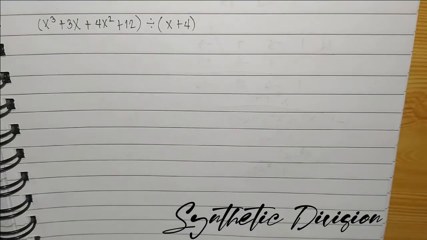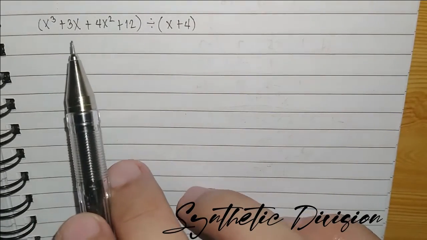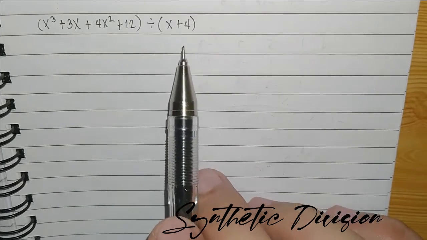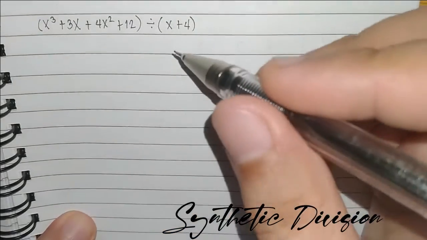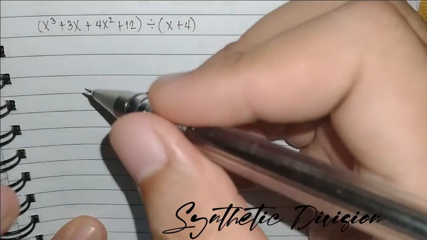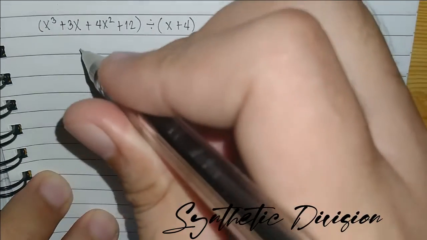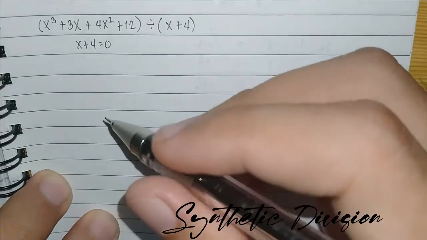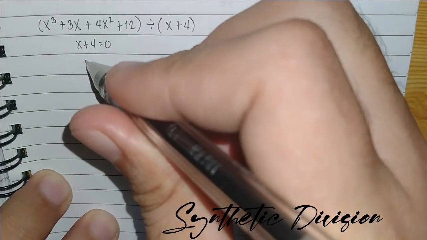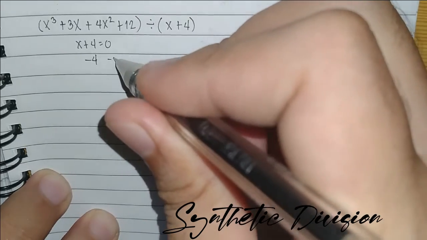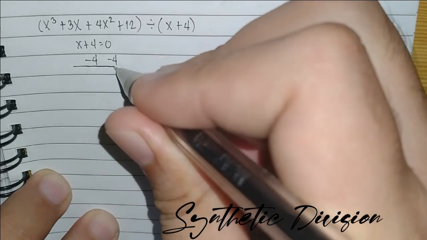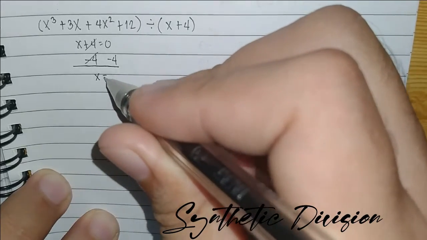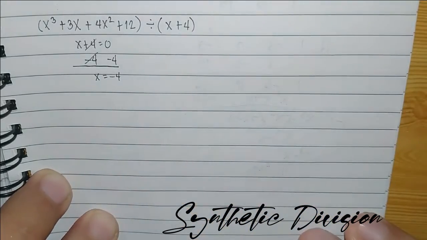We have another example. We have x cubed plus 3x plus 4x squared plus 12 divided by x plus 4. So, itong ating divisor na x plus 4, equate lang natin siya sa 0. We have x plus 4 equals 0. And then, let us subtract 4 from both sides of the equation. So, definitely cancelled here. X is equal to negative 4.